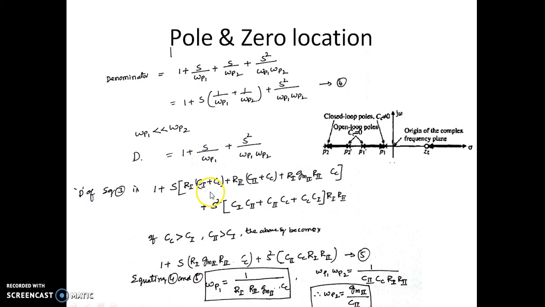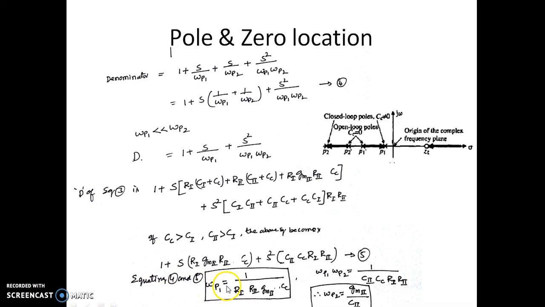So now this is actually 1 over omega P dash. So we can write this is omega P1. Omega P1 can be written as 1 over R1 R2 Gm2 into Cc. Now we know that the quotient of S square here is 1 over omega P1 into omega P2. So now omega P1 into omega P2 can be written as 1 over C2 Cc R1 R2. By knowing the value of omega P1 and substituting it here, omega P2 becomes Gm2 divided by Cc.